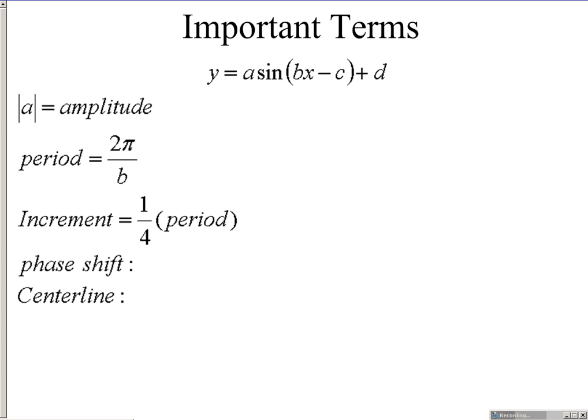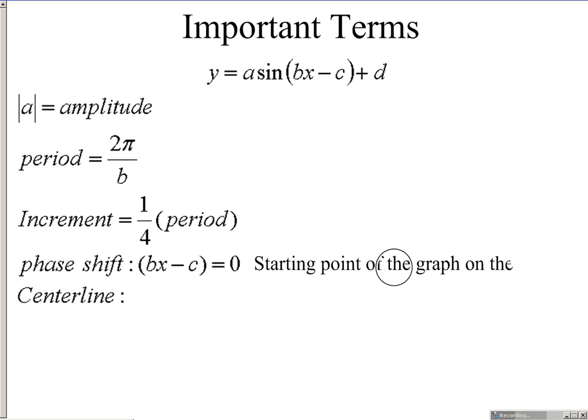The 2 things we're going to add in today are phase shifts and center line shifts. The phase shift is found by taking the entire angle, setting it equal to 0, and solving for x. The phase shift is the starting point of the graph. For all of the graphs that we did yesterday, there was no phase shift. That's why everything started at 0 on the x-axis.